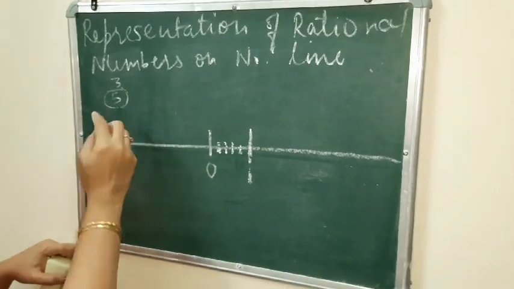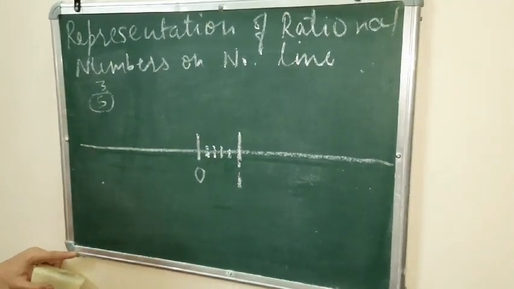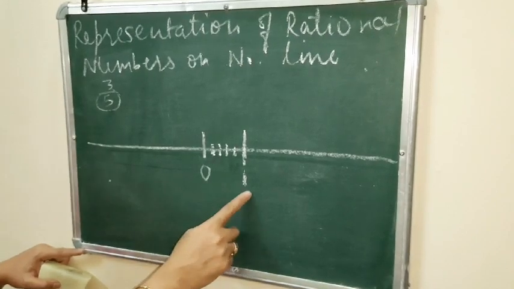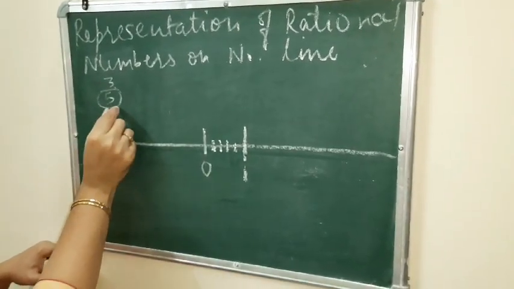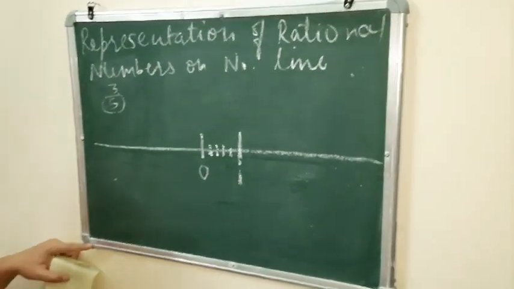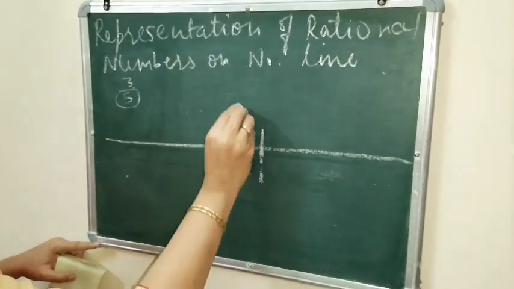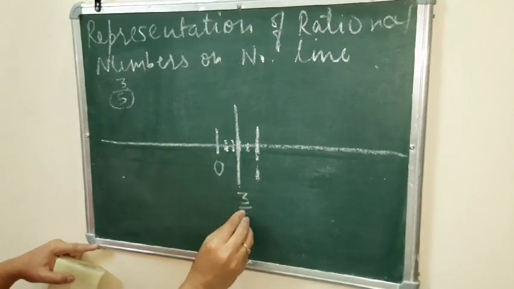Now as it was positive, I have moved to the right side. If it would have been negative, I would have taken the divisions on the left side. Now this is counted as 1 unit. That means your 1 unit consists of 5 divisions, and now you have to mark 3 upon 5. So 1, 2, 3. Your third line. This is what we wanted. The third line is 3 upon 5.